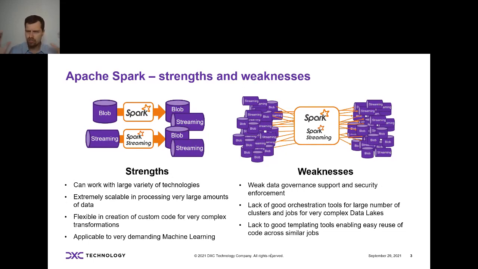And you have huge amounts of those. Recently Databricks introduced Spark pools, which help a bit, but nonetheless, there are very few orchestration tools. Especially when I say orchestration, I actually mean how do you create chains of ETLs, right? There's no support for that at all. You have to use other tools for that. And it lacks good templating tools for enabling easy reuse of code.